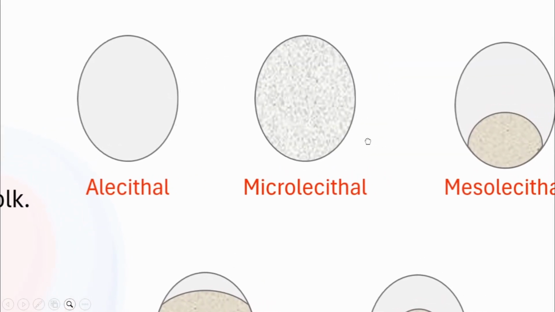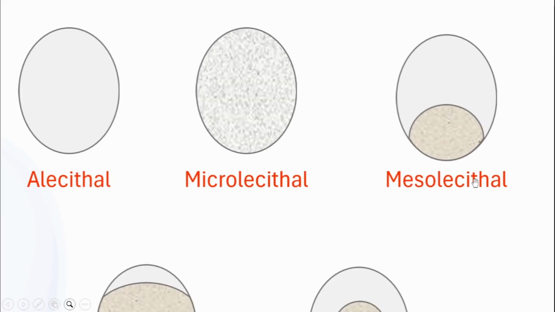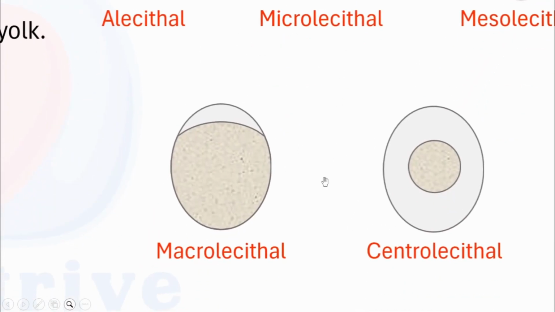If you see, in case of microlacithal eggs, there is very small amount of dark granules present and they are uniformly distributed all along the cytoplasm. In case of mesolacithal eggs, as you can see this dark region present here, it means there is moderate amount of yolk present and distended to one corner of the particular egg. In case of macrolacithal egg, there is huge amount of yolk present and only a very small amount of cytoplasm is clearly visible, as you can see.